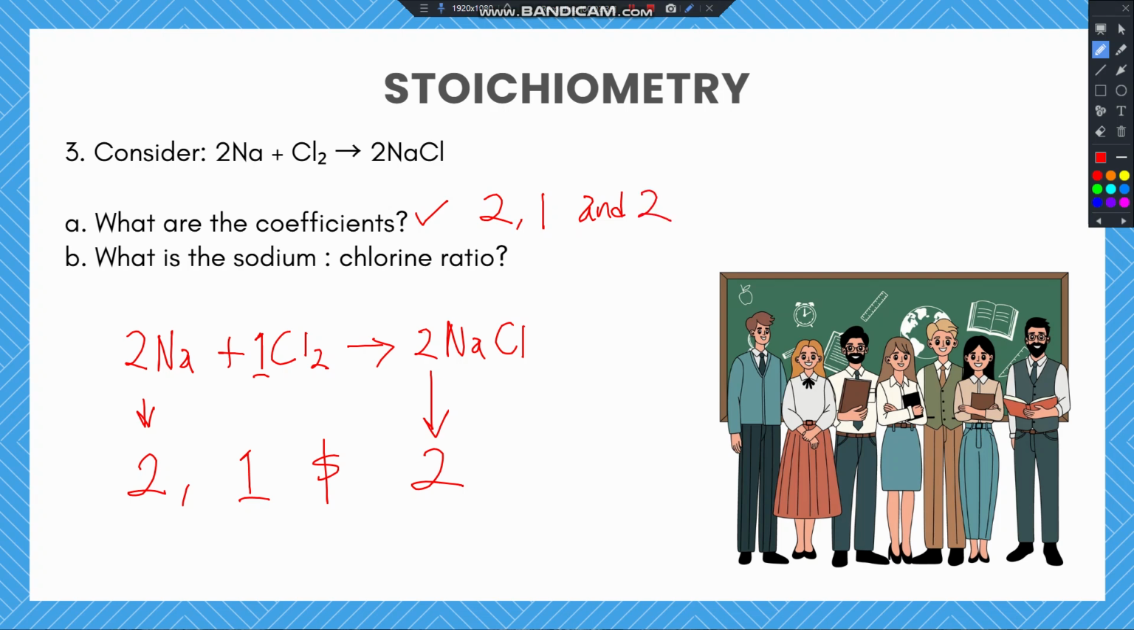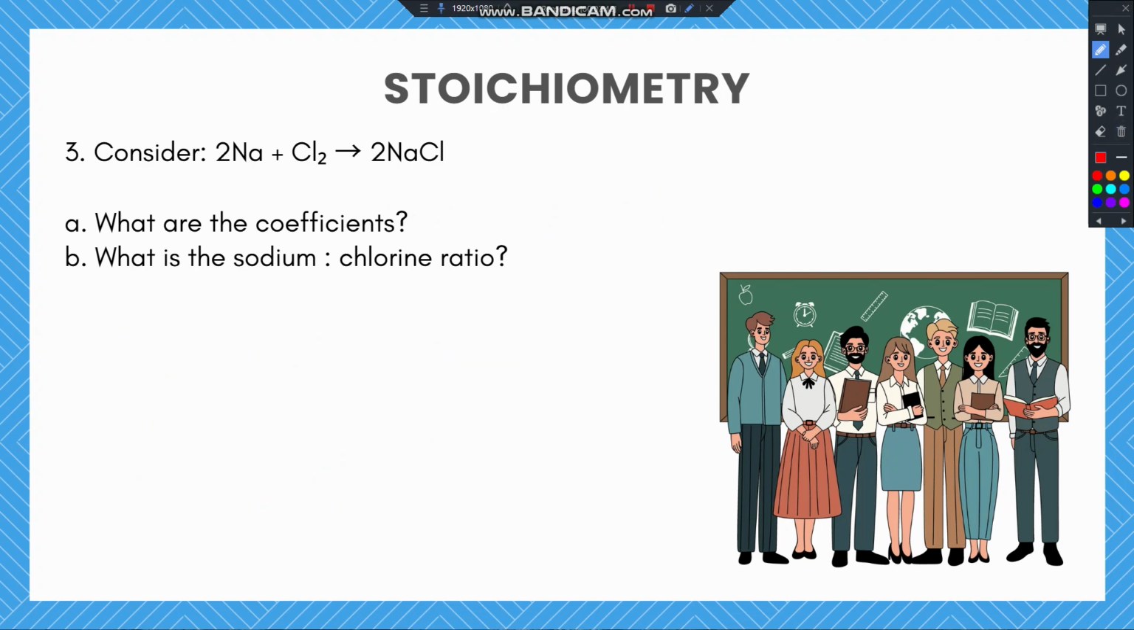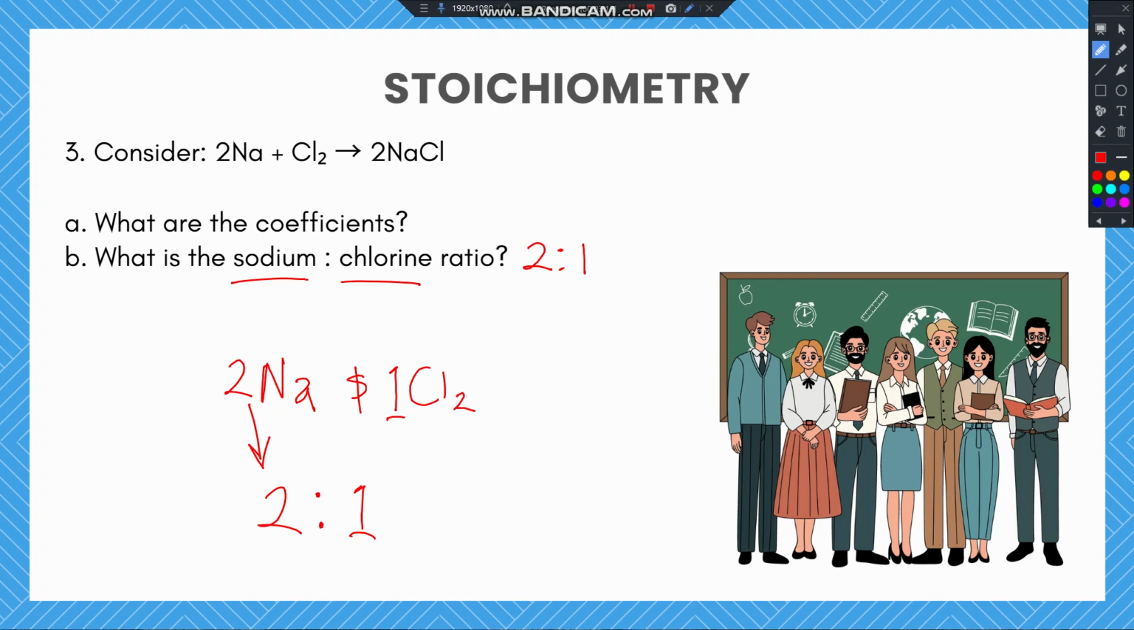The second question says, what is the sodium to chlorine ratio? Sodium to chlorine. So let's identify the elements individually. Sodium on the left hand side of the equation has the number 2 standing in front of it. So that gives us the first part of the mole ratio, which is 2. Let me put my ratio sign. And then we have chlorine, Cl2. Cl2 has no number standing in front, but automatically it assigns a number 1. So we have 2:1. So the ratio, or the mole ratio, for sodium to chlorine becomes 2:1. That's the answer to the next question.